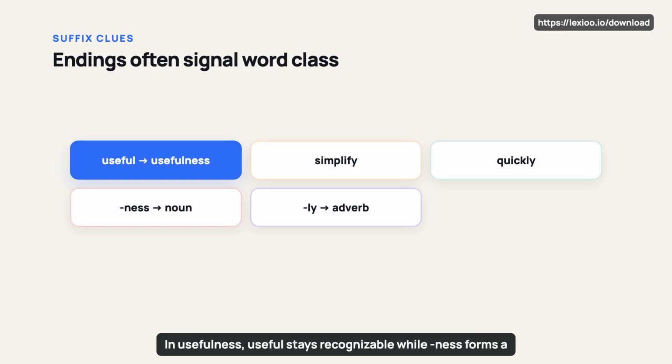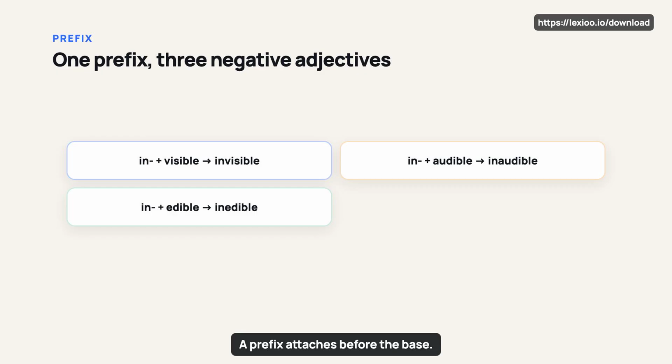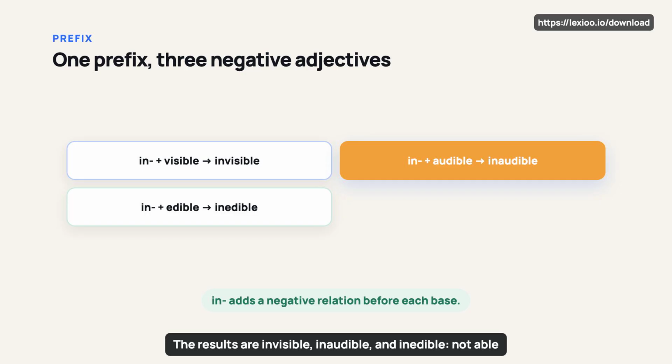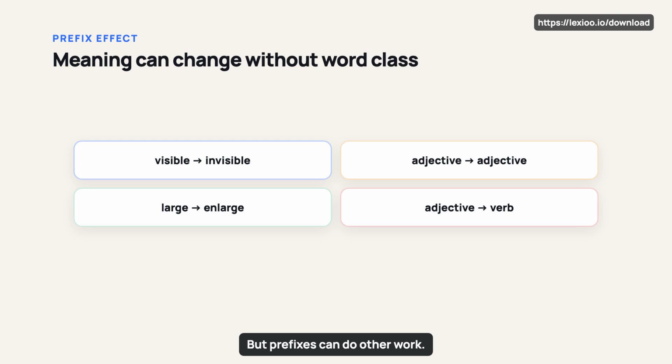In usefulness, useful stays recognizable while ness forms a noun. In quickly, ly helps form an adverb. Often is the important word. A suffix is a clue, not a guarantee that every word ending alike has the same analysis. A prefix attaches before the base. Add in to visible, audible, and edible. The results are invisible, inaudible, and inedible. Not able to be seen, heard, or eaten. Prefixes often guide meaning without changing the word class. Visible and invisible are both adjectives, but prefixes can do other work.